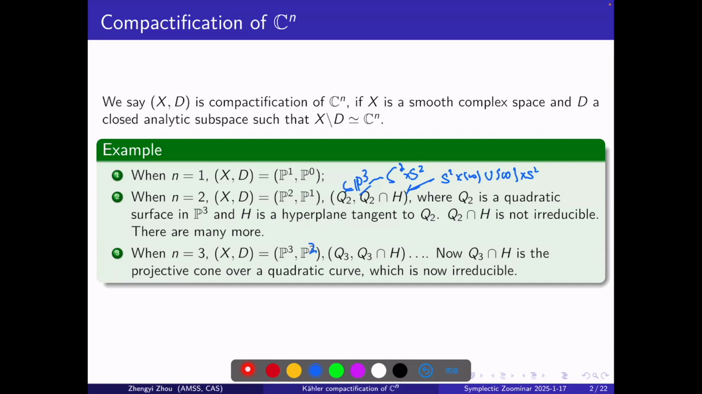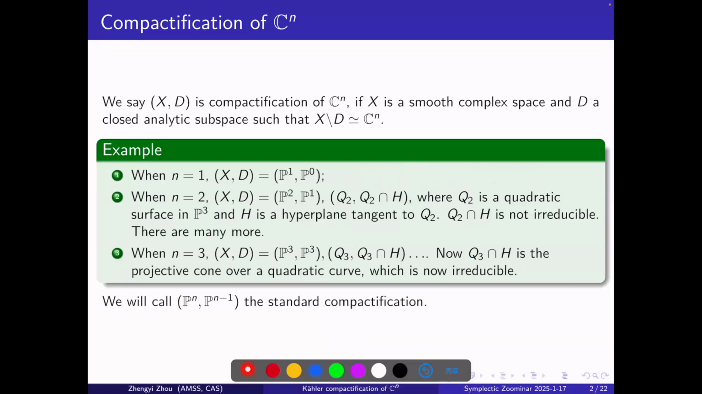You also have the quadric hypersurface. Now it's in P4, and you choose a hyperplane which is tangent to this quadric hypersurface. In this case, Q3 intersects this H, and this divisor will be a cone. It's a projective cone over a quadric curve. The previous example can be viewed as a cone over 2 points. Okay. And we will call this Pn minus 1 the standard compactification. And as you can see from this problem, there are more compactifications than just the standard compactification.